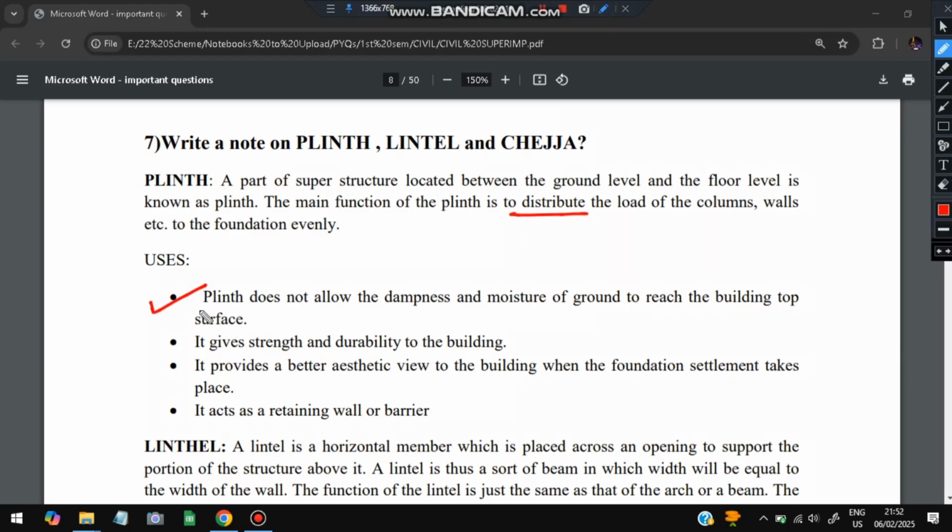It does not allow dampness. It gives strength and durability. It provides a better aesthetic view, and it acts as a retaining wall or a barrier.